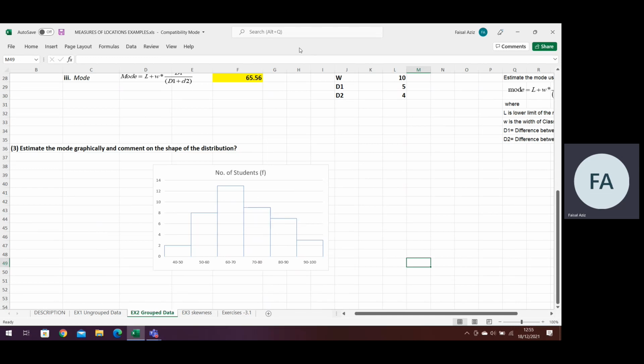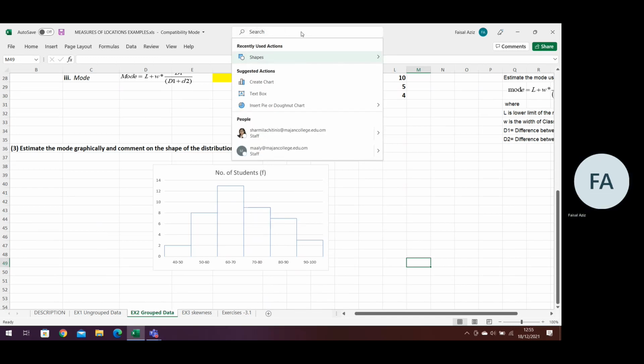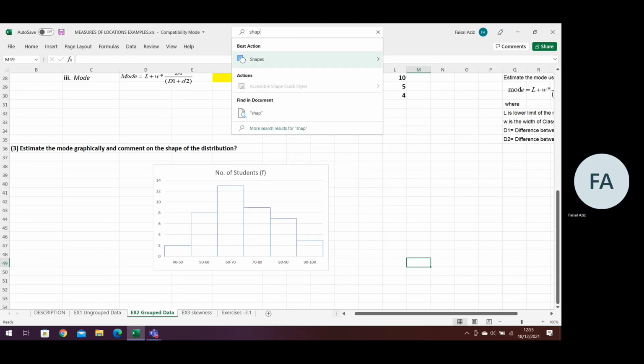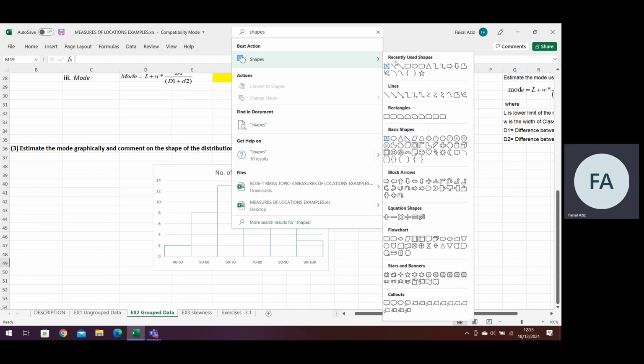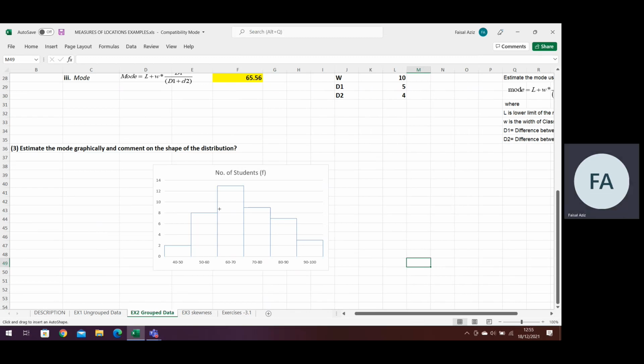So let me get these lines. I'm just going to search. Here it comes, shapes. From the shapes I will select this line, and you can see from the left side, when you bring the cursor at the top of the left side bar, which is joining the tallest bar, you simply click and then you draw a line like that. So this is the first line.